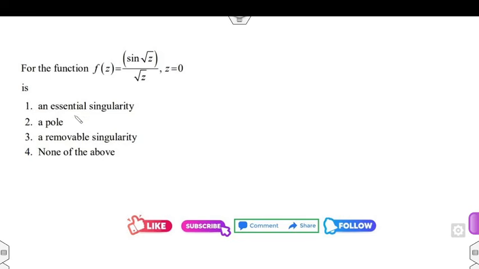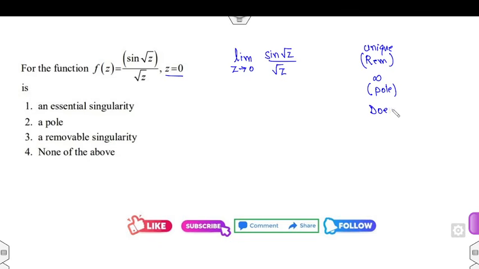Look at this one again, the essential pole and this. You can find the limit at the point z is equal to 0 of f(z). Clear? If it is a unique value, then we call it a removable singularity. If it is infinity, then we call it a pole. If it does not exist, then we call it an essential singularity. Now, can you find this limit?